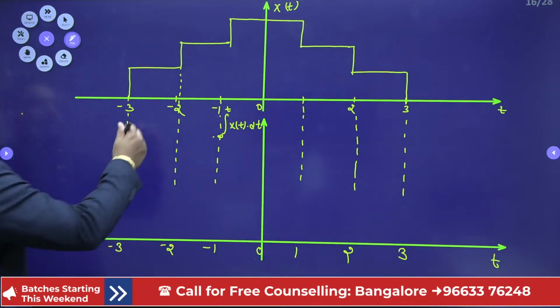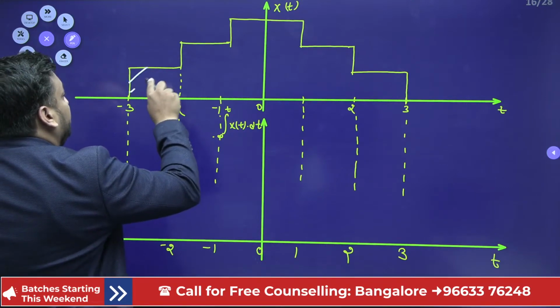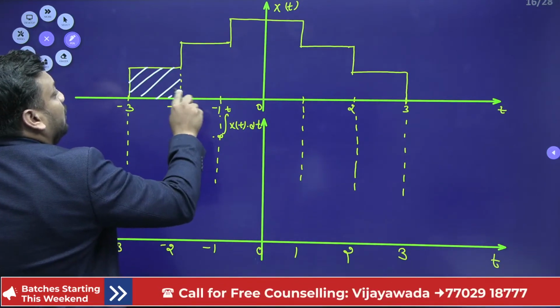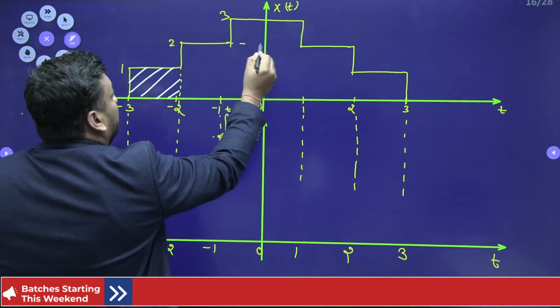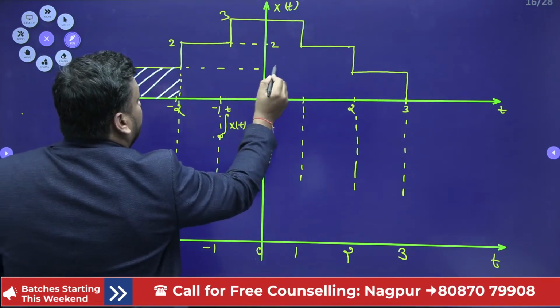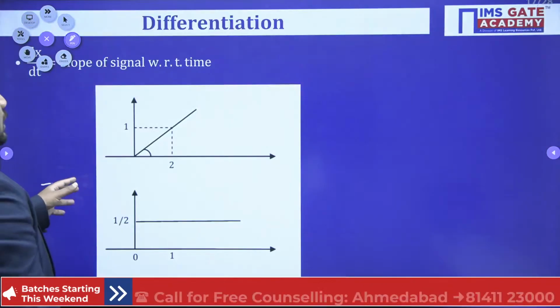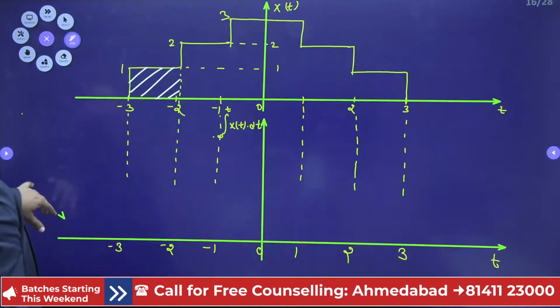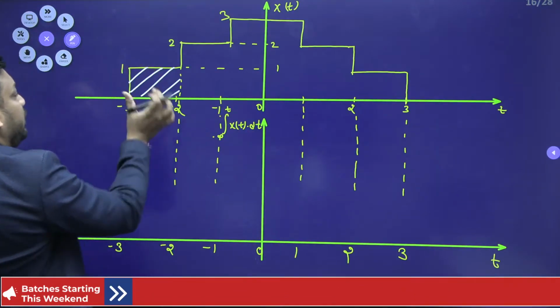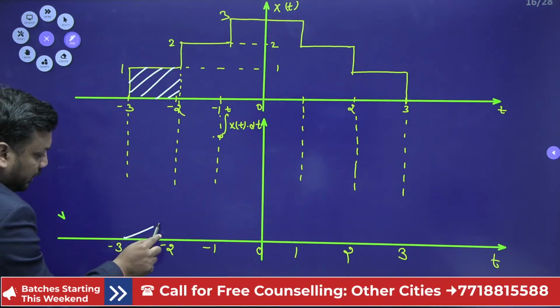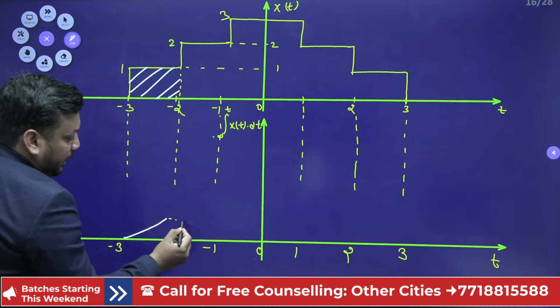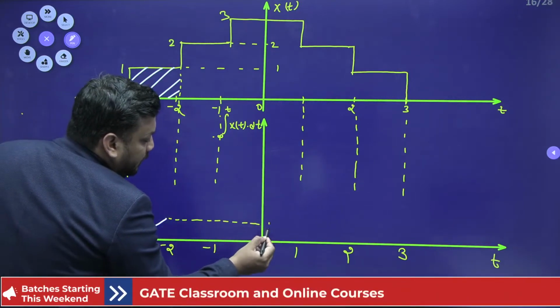It means you have to calculate the area of this. What is the area of this, bacho? Because the magnitude is 1, 2 and 3. Yes, 1, 2, 3. So the area of the signal is nothing but 1 into 1, which is 1. It means we have to draw a ramp signal here which will achieve the magnitude 1.